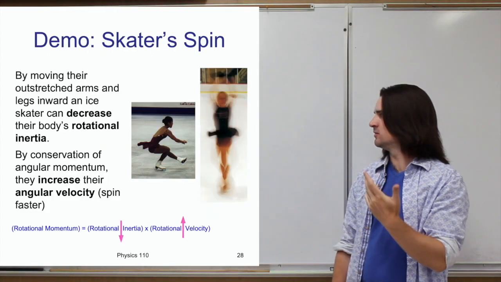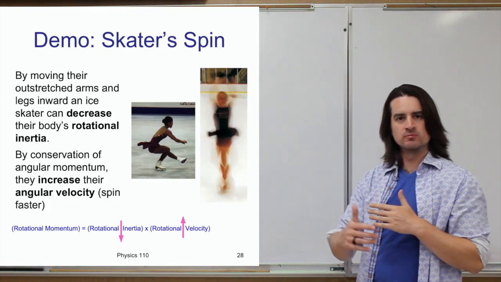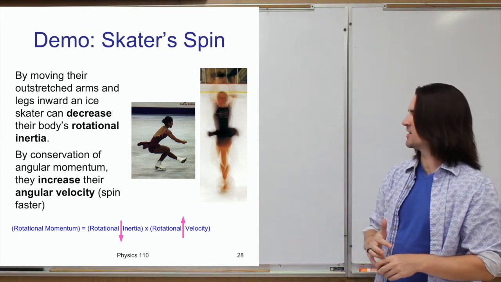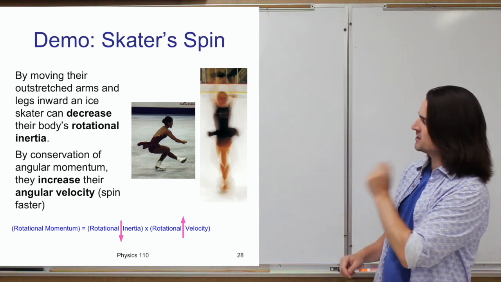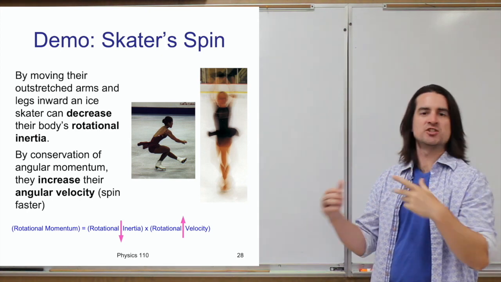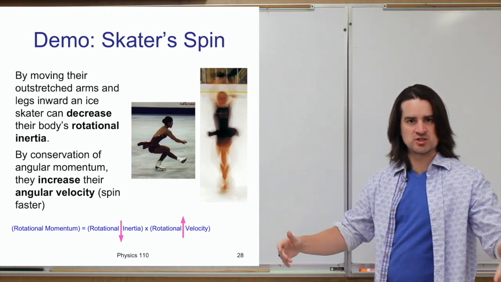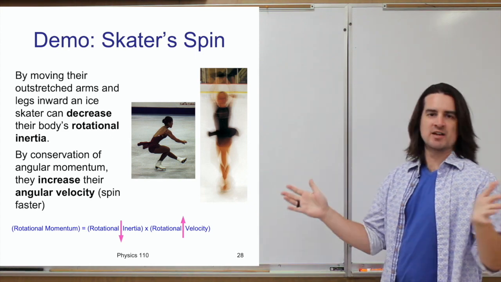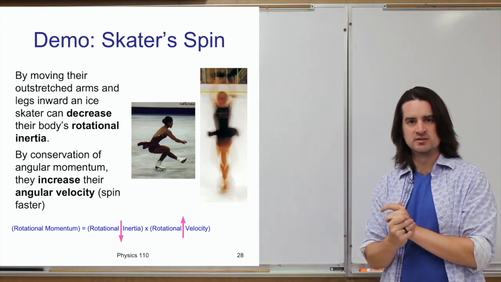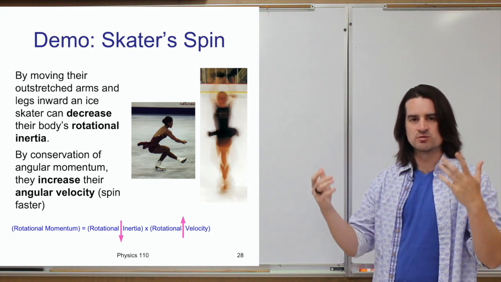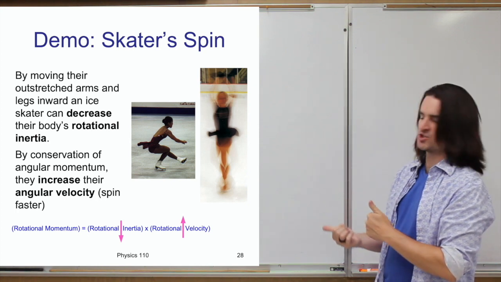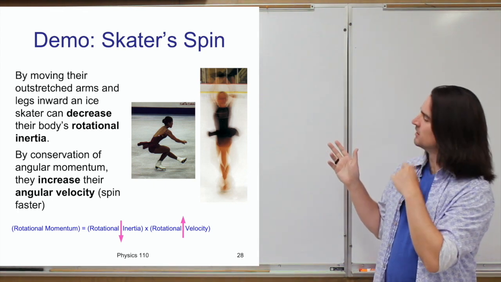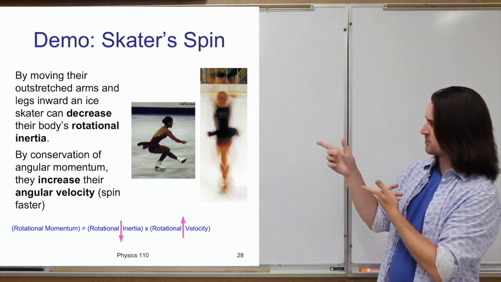So one of the interesting places where rotational momentum, and particularly the conservation of rotational momentum, plays out is for ice skaters who are spinning around. And by changing how their mass is distributed, by putting their arms in and putting their arms out, legs in, they can change their rotational inertia. But since their overall rotational momentum needs to stay the same, that means the rotational velocity has to change as well.